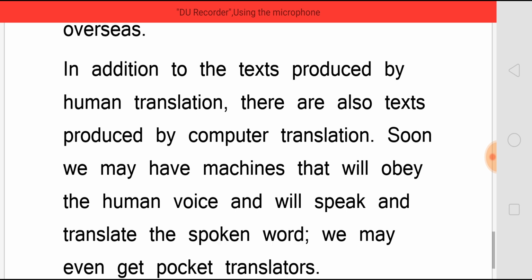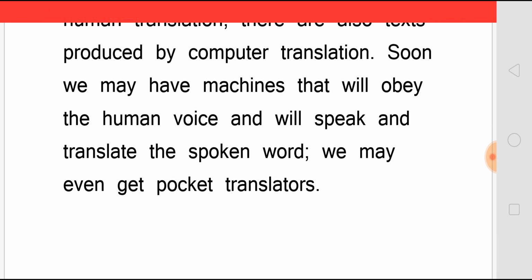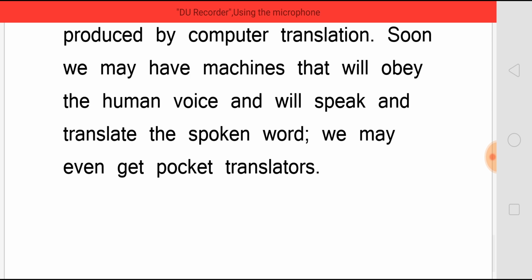In addition to the text produced by human translators, there are also texts produced by computer translation. Soon we may have machines that will obey the human voice and will speak and translate the spoken words. We may even get pocket translators in future.